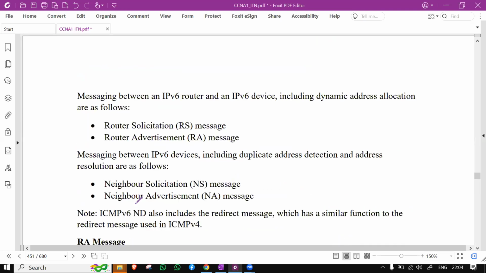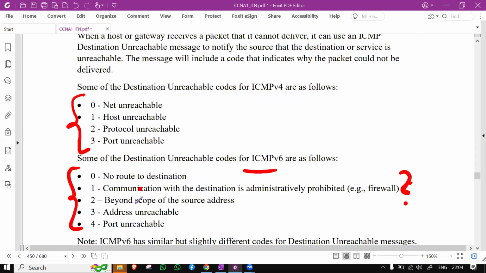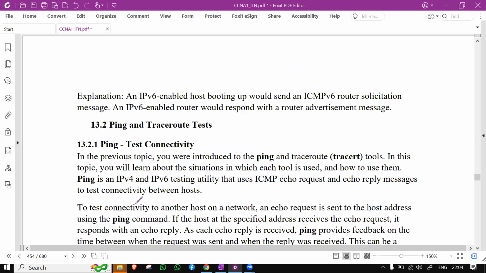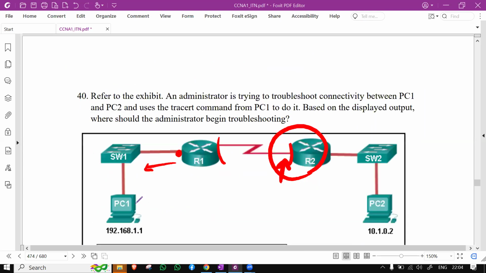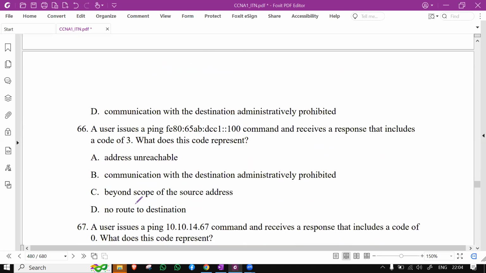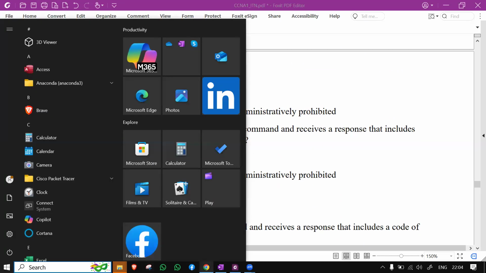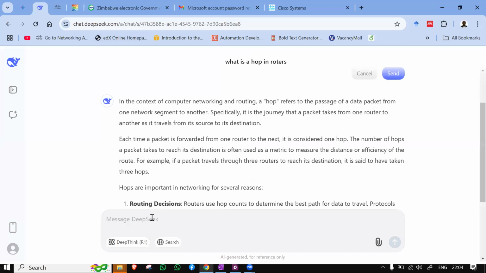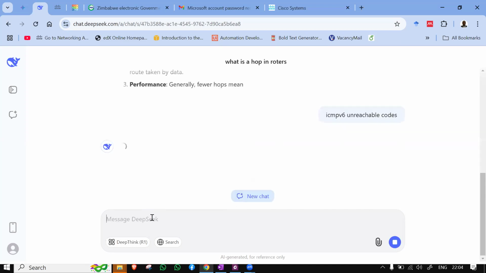But number 3, address unreachable. What does that even mean? Address unreachable. There it is, address unreachable. Maybe let's just confirm what that means. ICMP version 6 destination unreachable codes. Let me see.